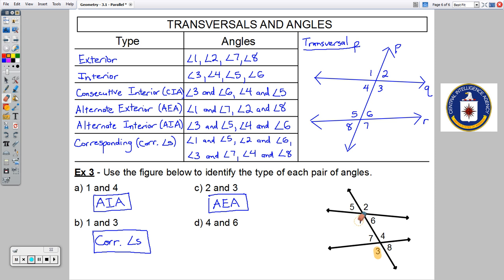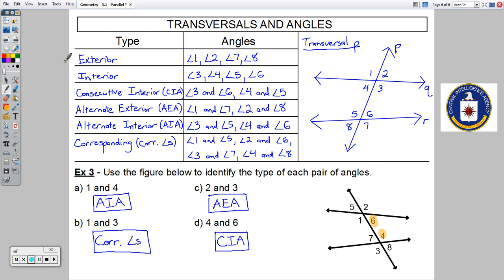And then finally, 4 and 6. I see that here and here, and it looks like that is a special type. That was consecutive interior angles. That was the two that are on the inside that are right next to each other. Boom, boom, there it is. So we've got, I did it again. 4 and 6 was CIA. Could you come up with more pairs that would be CIA? Sure. Could you come up with more pairs that are these other three? Sure. We just identified the ones that we were given.